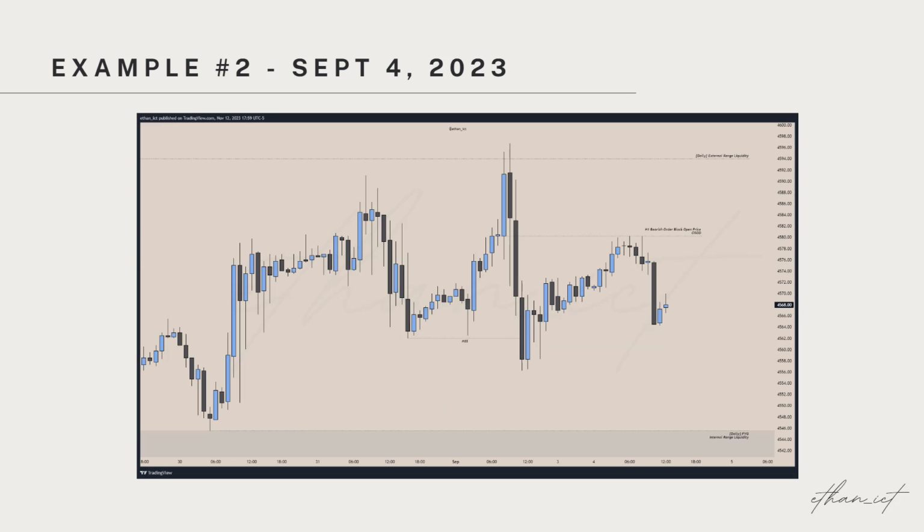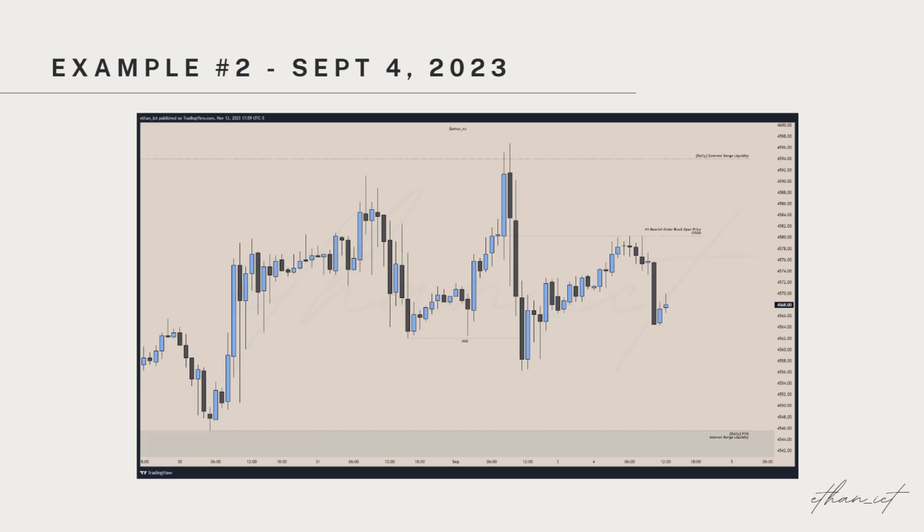Once again, majority of my framework was done on the hourly chart. During the session, I was expecting further bearish price action as the previous trade example created a bearish market structure shift at a key higher time frame level.